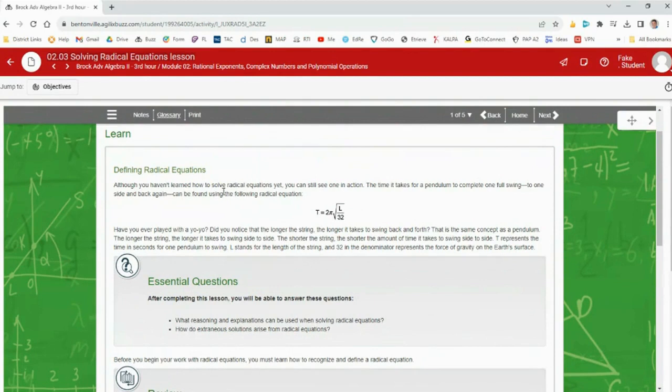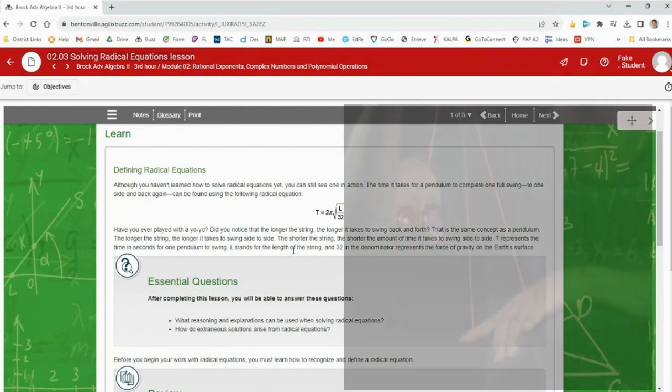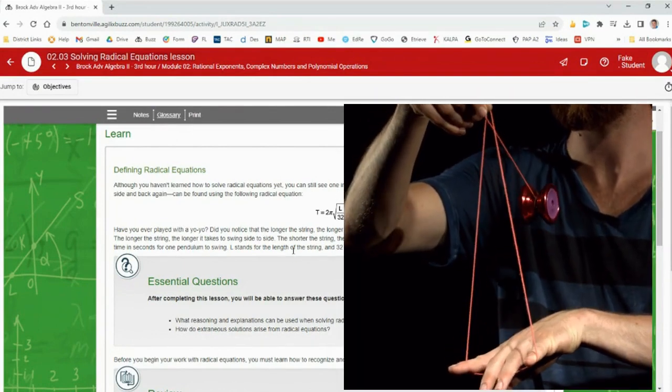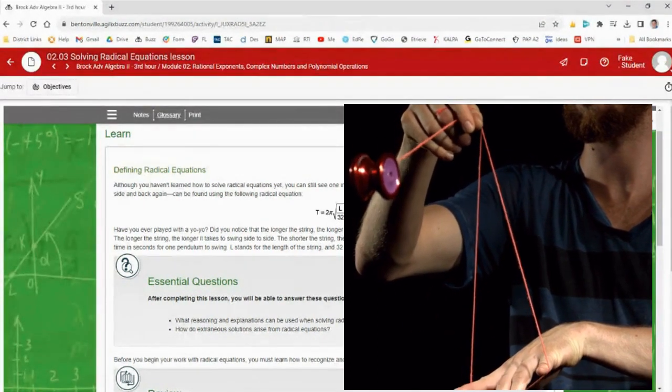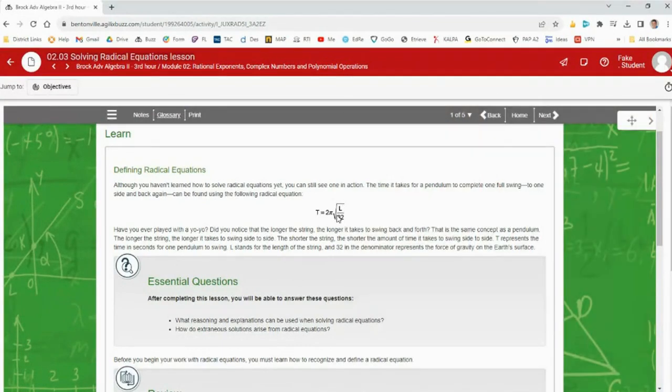All right, so we haven't really talked about how to solve them yet, but we've seen them in action. So here's the time it takes for a pendulum to complete one full swing to one side and back again, can be found with this equation. Time equals 2 times pi, the square root of L divided by 32, which I would assume L is the length of the string that's holding the pendulum. So if you ever play with a yo-yo, the longer the string, the longer it's going to take for the yo-yo to get back where it started. So that's the same with a pendulum. The longer the string, the longer it takes. So the bigger that L is, the longer it's going to take.